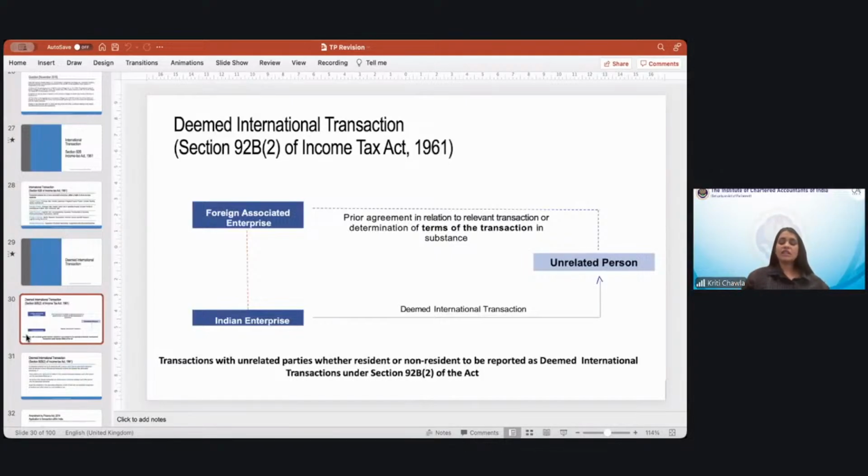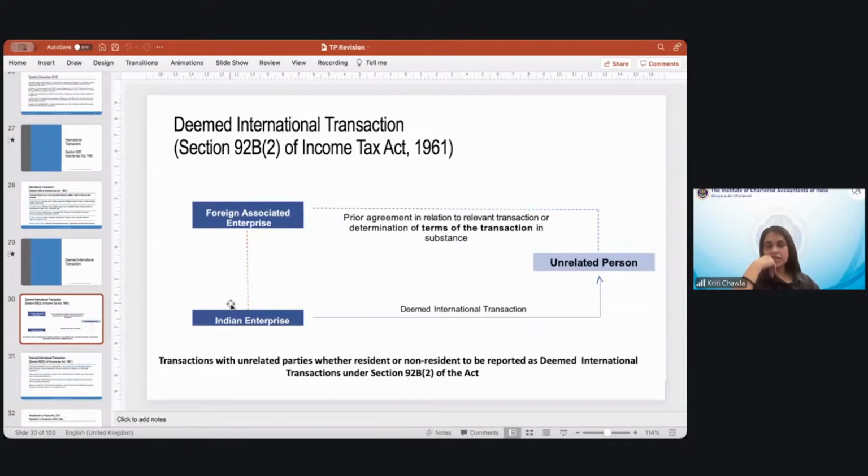Now, this particular diagram basically says that if there is a foreign associated enterprise and then there is an Indian enterprise, okay? Now, if these two enterprises transact between themselves, obviously transfer pricing provisions will be applicable. So if this Indian enterprise transacts with the foreign associated enterprise, transfer pricing provisions will be applicable. Why? Because this is an Indian enterprise and they have an overseas associated enterprise. So associated enterprise is there.